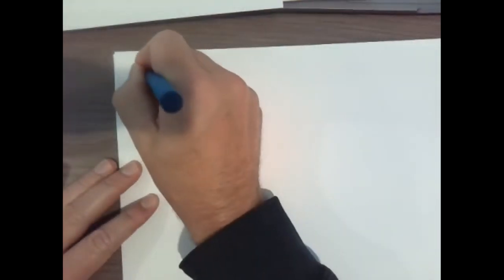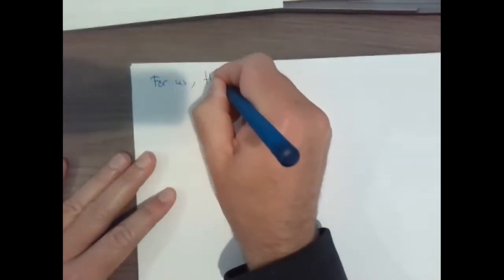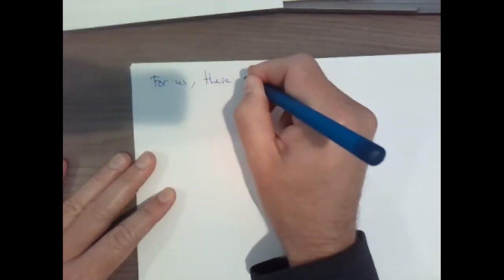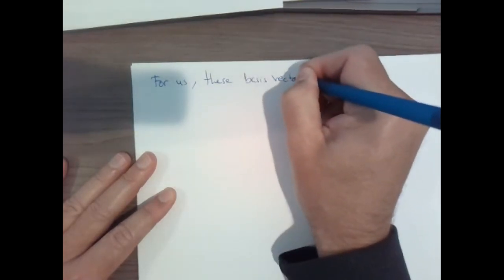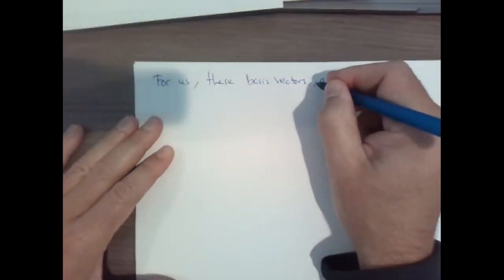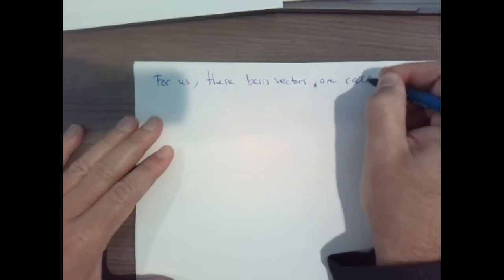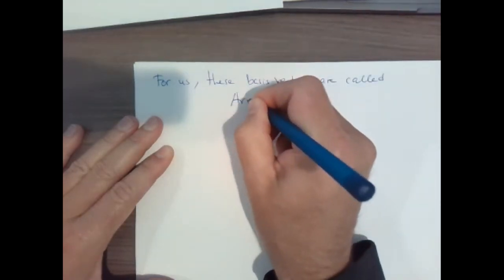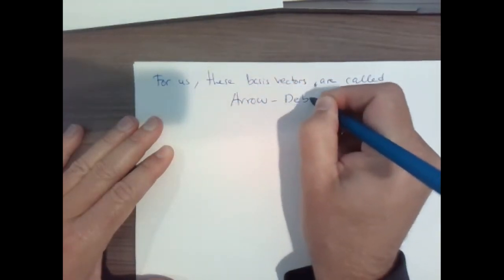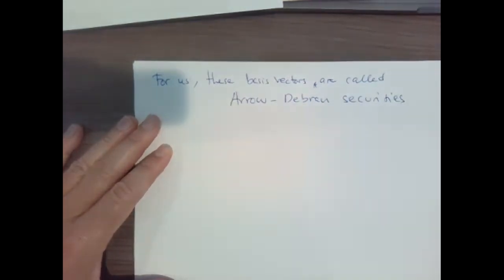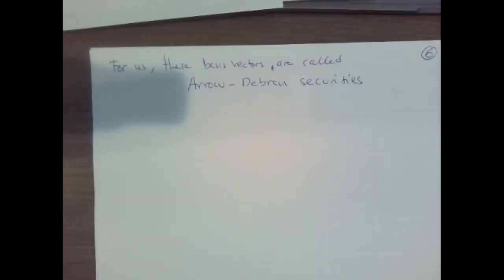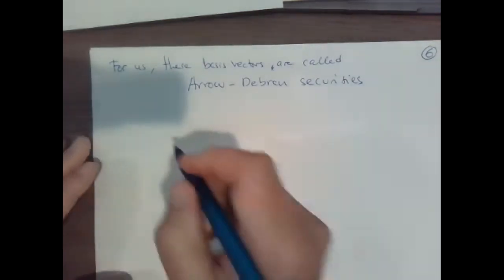So for us, these basis vectors, they have a name. They're called Arrow-Debreu securities. Okay, so let me look at a picture here.